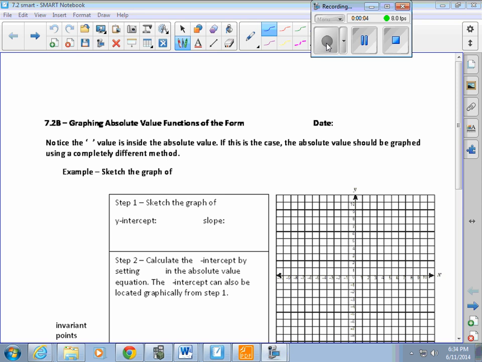Okay, this is the second part of 7.2 with graphing absolute value. The first part we just looked at the general form and some of the characteristics of it. So now we're going to put some pieces together.